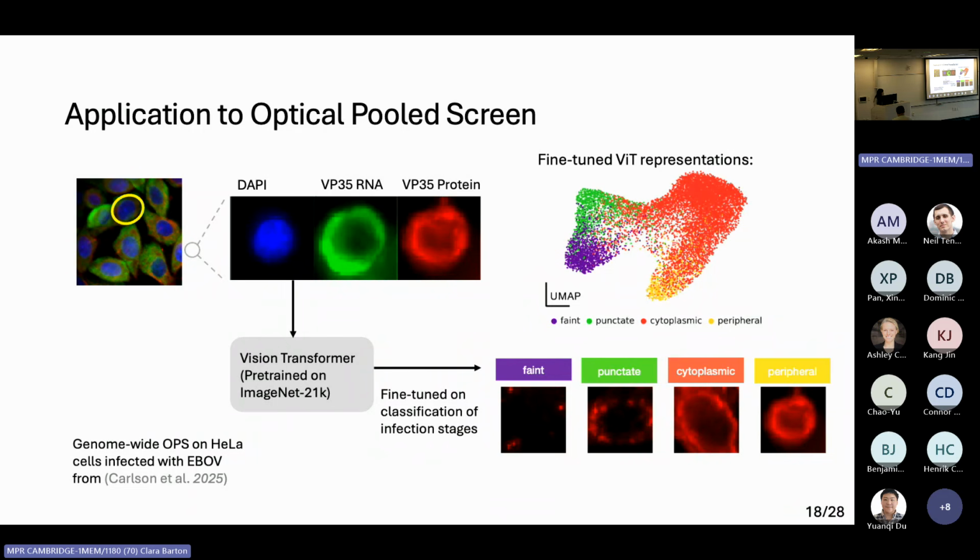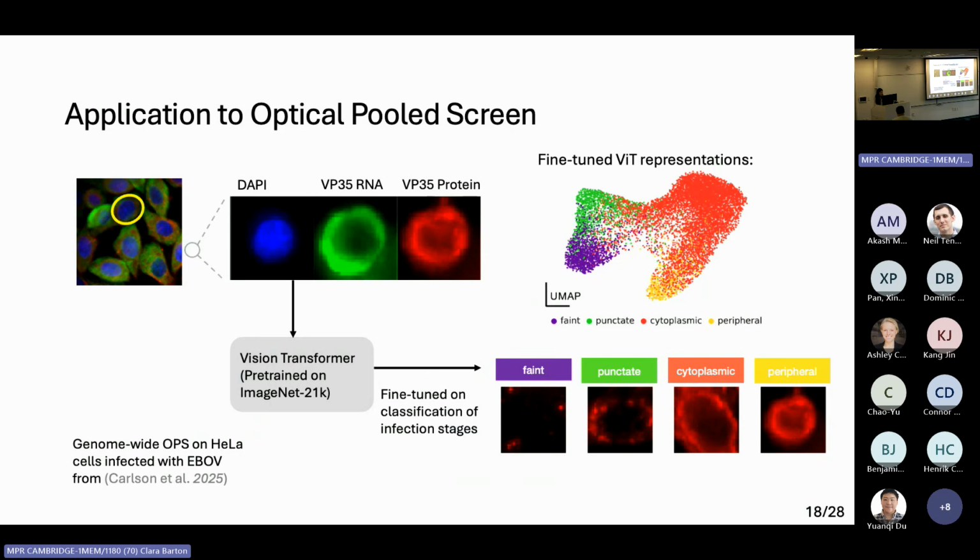And you can see a UMAP plot of the imaging features here. Each dot is still one single cell, but they're computed based on the imaging features extracted from the vision transformer, and colored by their infection stages. You can see this is well clustered, which means the representation is likely very informative of the infection stage. So this is essentially what we take as input to MORPH.